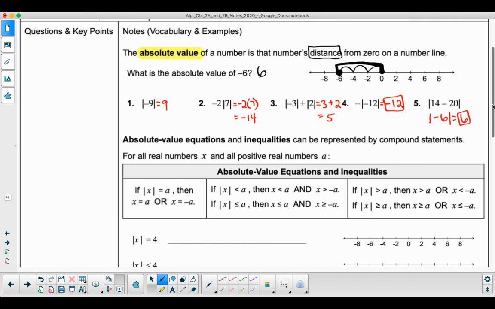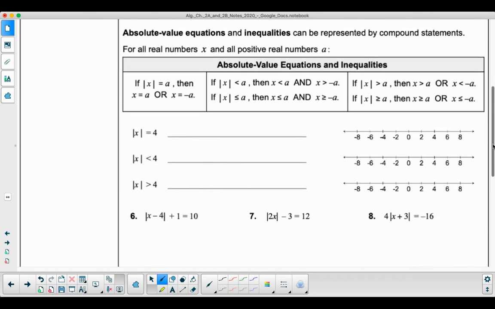All right, now how does this apply to equations and inequalities? Well, we have a couple of different options here for you to look at. These are on your formula sheet as well, so make sure you keep that handy. So write it in your notes and keep it handy with your formula sheet.